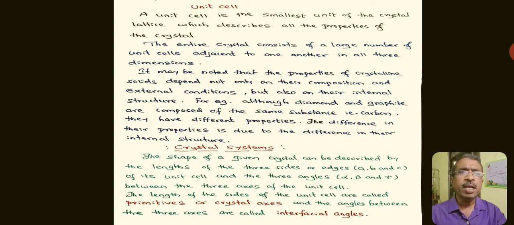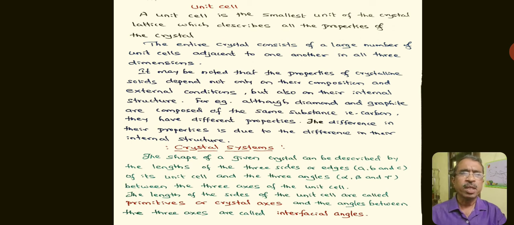It may be noted that the properties of crystalline solids depend not only on their composition and external conditions but also on their internal structure. For example, although diamond and graphite are composed of the same substance, that is carbon, they have different properties. The difference in their properties is due to the difference in their internal structure.